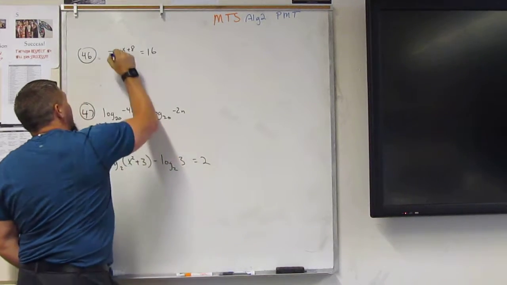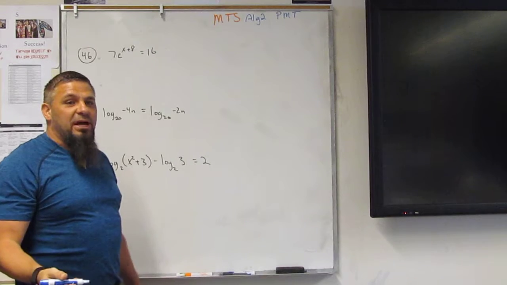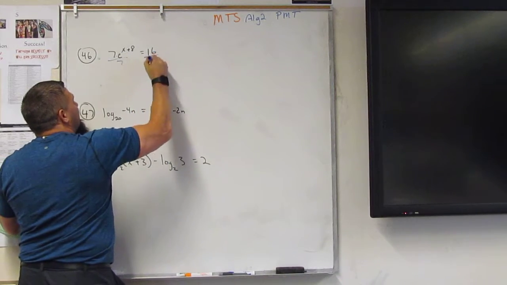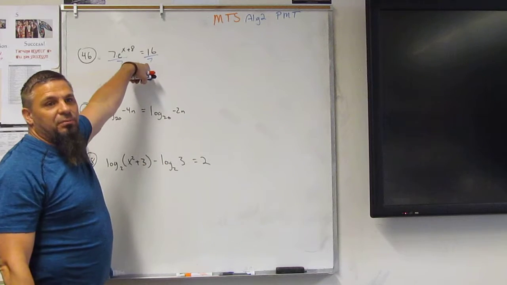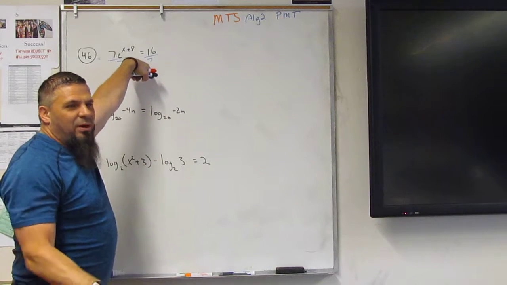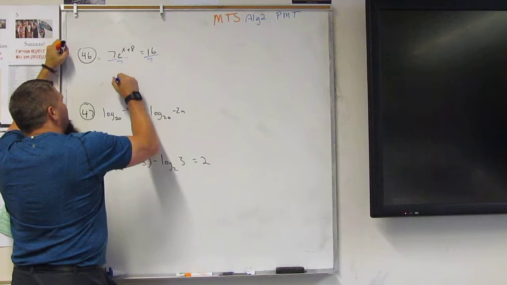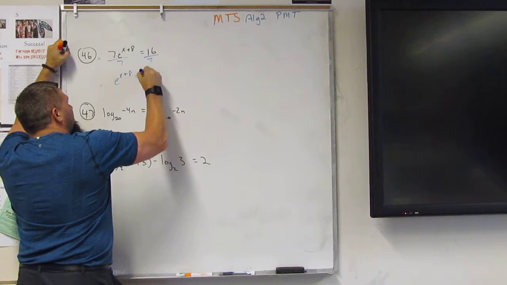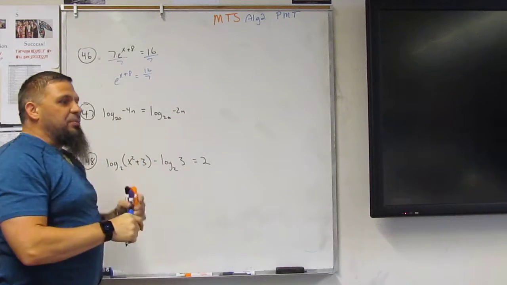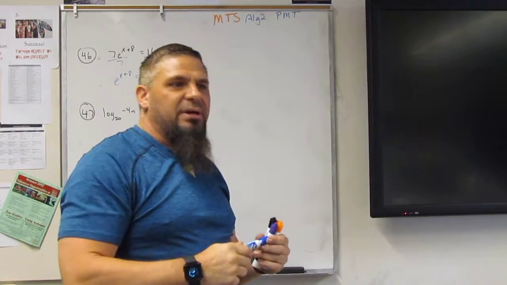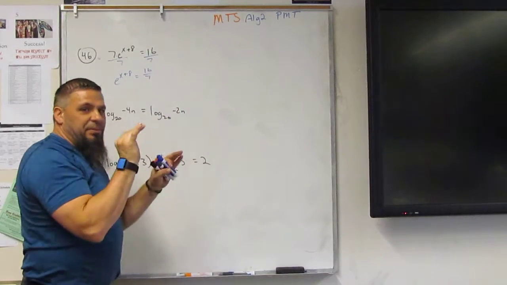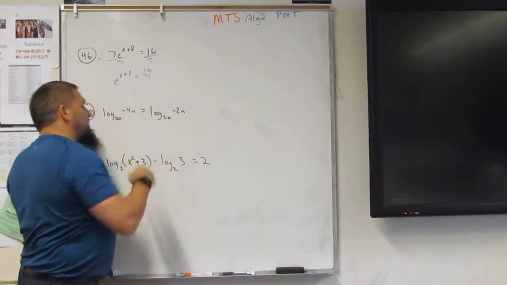So if this is 7 times that, then what's the opposite of times? Divide. So I'm going to divide that by 7, I'm going to divide that by 7. That is not going to be a pretty number, is it? So I'm not going to worry about it. I'm just going to keep it simple. X plus 8 equals 16 over 7, because we're just plugging this in our calculator anyways, right? So we keep it nice and simple, and now we can put this in log form.